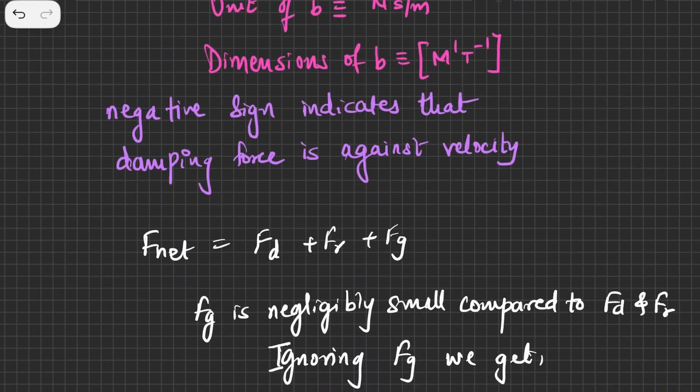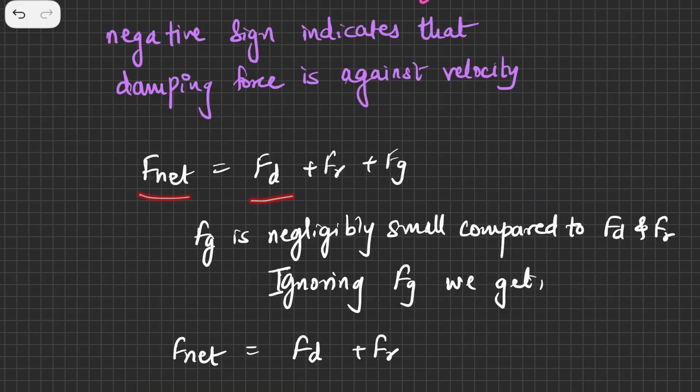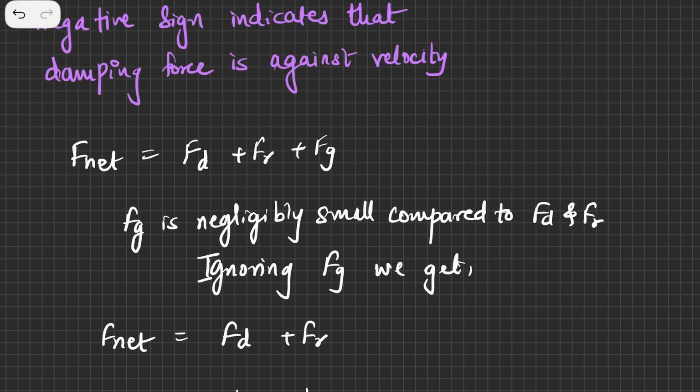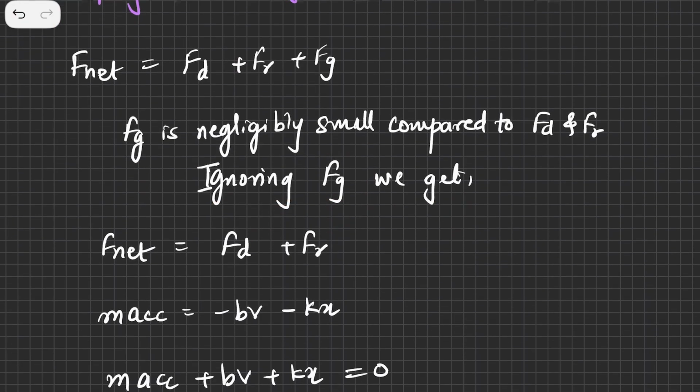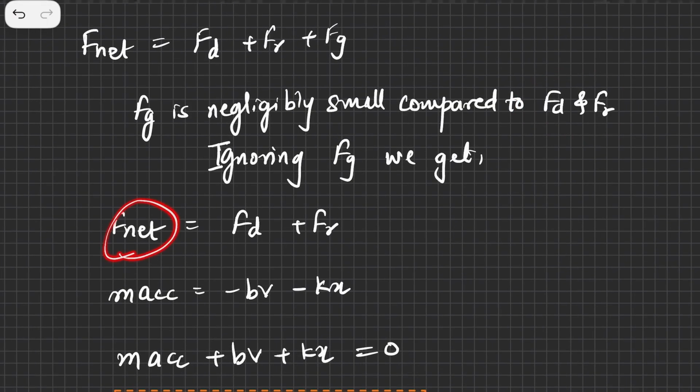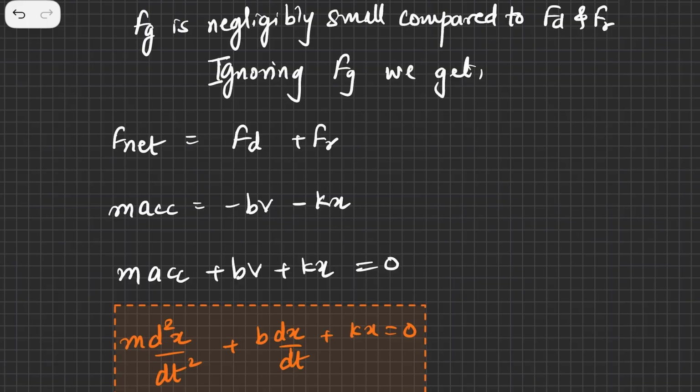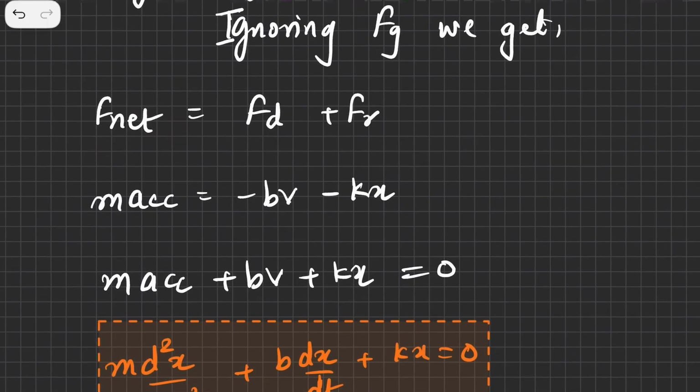Now I'll find out the net force. So net force is equal to damping force plus restoring force plus gravitational force. So Fg is negligibly small. Now you know Fg is not small, but in comparison to damping and restoring force, the value of Fg would be much smaller. That's the reason why we are going to ignore Fg. So Fnet is equal to Fd plus Fr, and net force is mass into acceleration. Force of damping is minus of Bv. Force of restoration is minus of Kx.